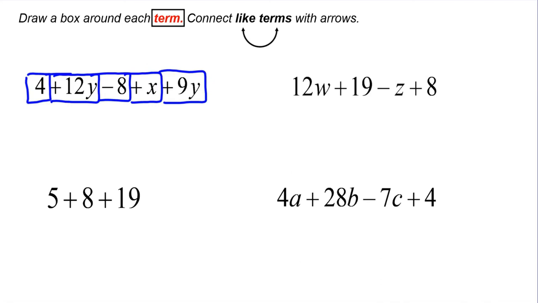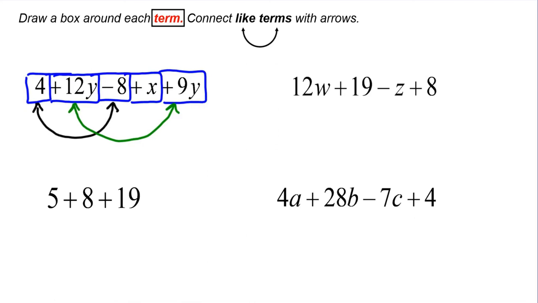Are there any terms that have the same variable, or do we have any constants that go together? So this first term is a constant, so it'll go with any other constants as well. And we can see right here we have another constant here. So the 4 and the 8 are like terms. They belong together. And then the next term contains a y. So any other term that contains a y will be a like term with that term. And this last term here contains a y. So those are like terms. And then all we have left is this x, and it doesn't match anything. So it is not like terms with any other terms.